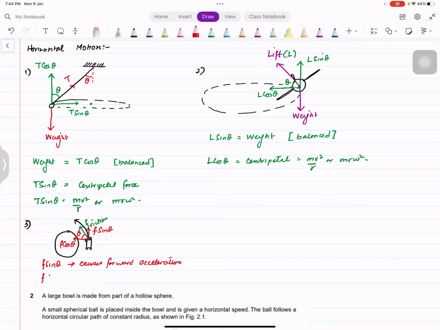And friction cosine theta is going to be equal to the centripetal force, because it's towards the center. So you can always put it equal to that, because it is towards the center. Just remember that. All right.